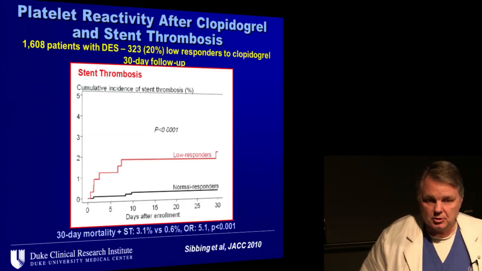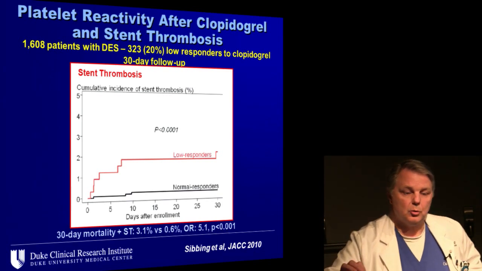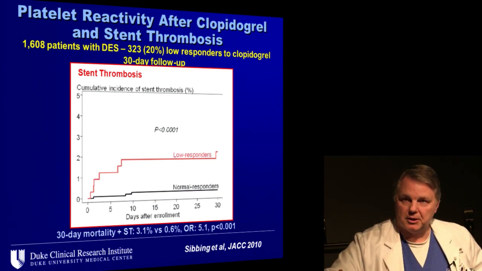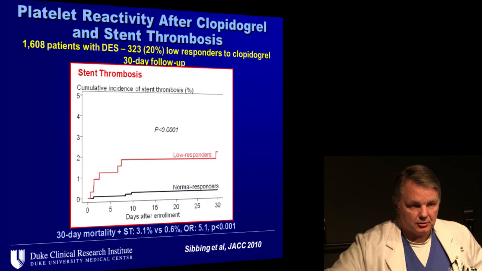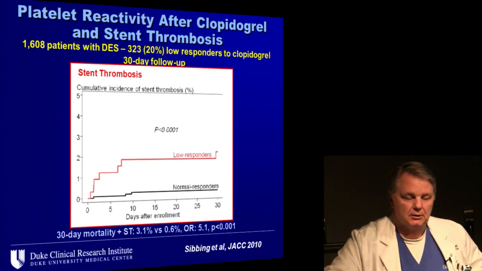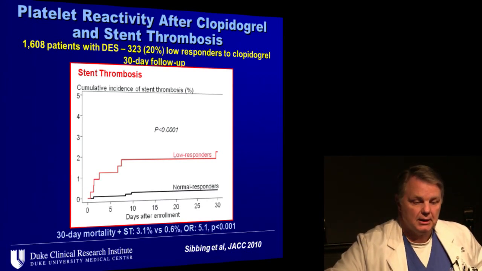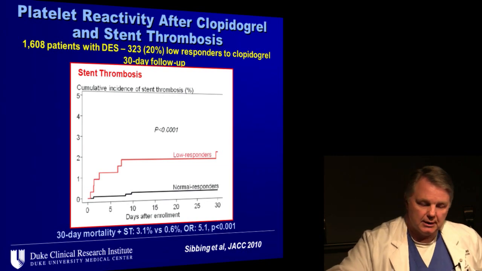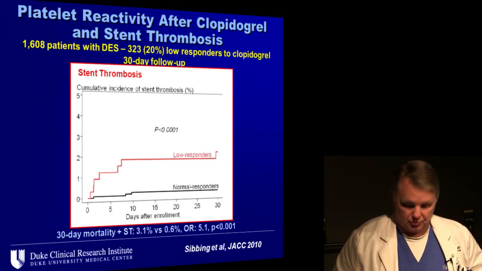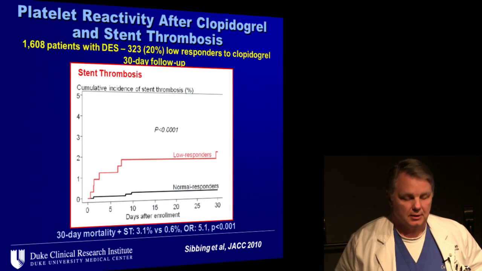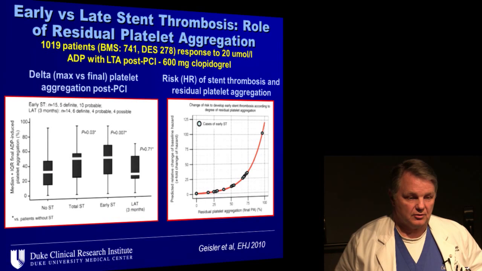This actually looked at the 20% of patients who are low responders to clopidogrel. Everybody had platelet function testing in this study. A large study of 1,600 patients. Low responders, you can see, have almost a 200% increase in rate of stent thrombosis, from about 0.1 to 0.2% to nearly 3% over time. And the odds ratio is 5-fold higher, suggesting that low responders do get stent thrombosis in this setting.